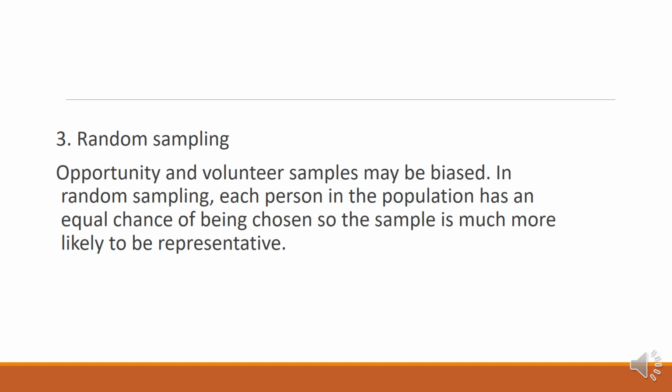Okay, so the last one will be random sampling technique. Random sampling technique is very different from opportunity and volunteer sampling technique because here the samples may not be biased. It's not biased because they're chosen equally from a sample group. So that is when they are likely to be representative. Okay. So in random sampling, each person in the population has an equal chance of being chosen. So the sample is much more likely to be representative.